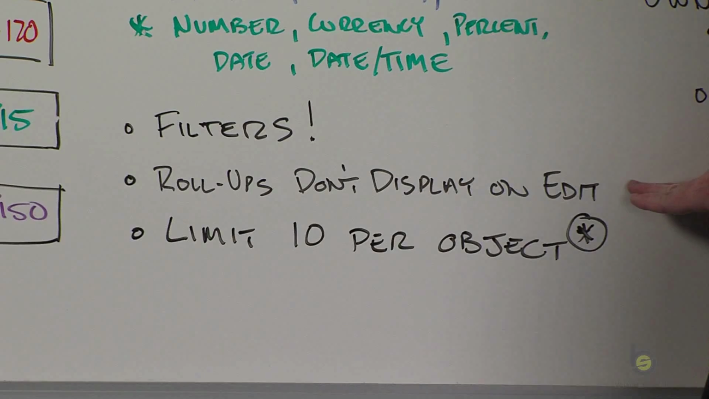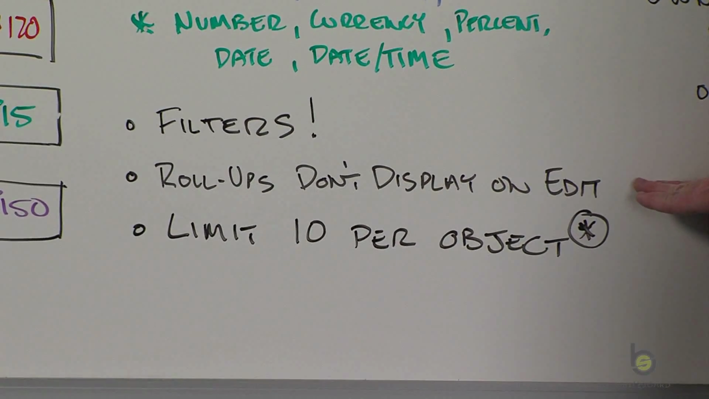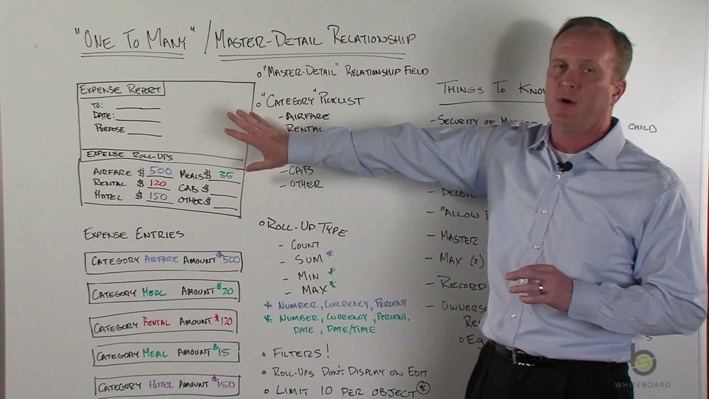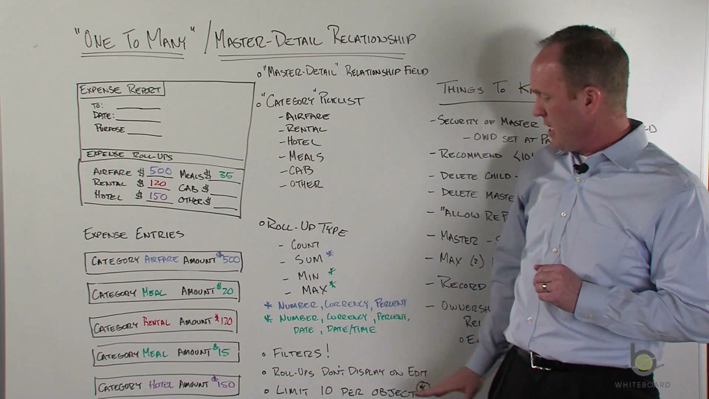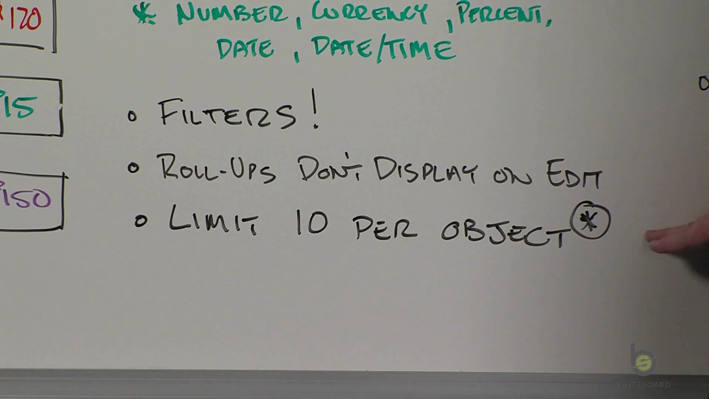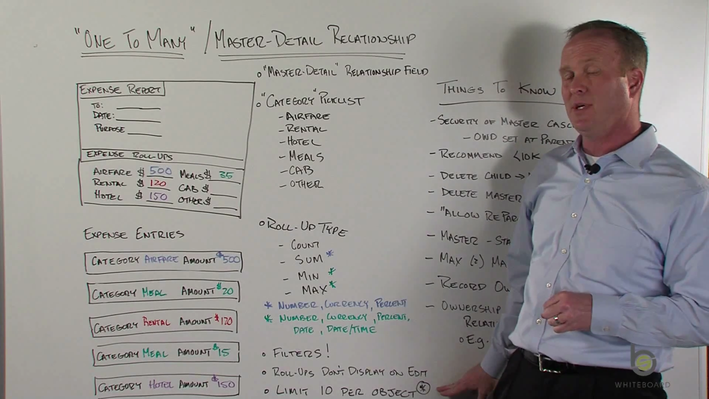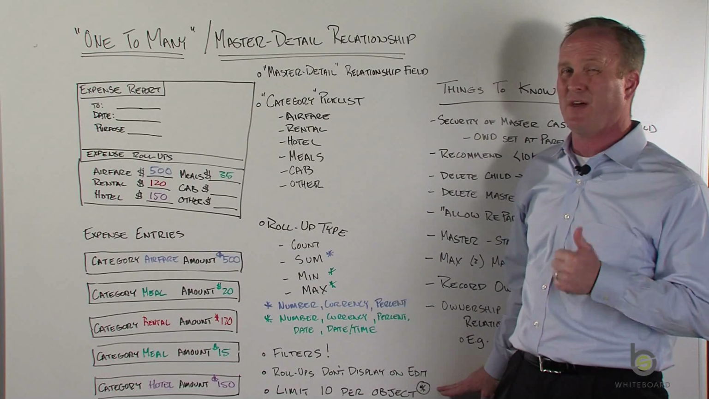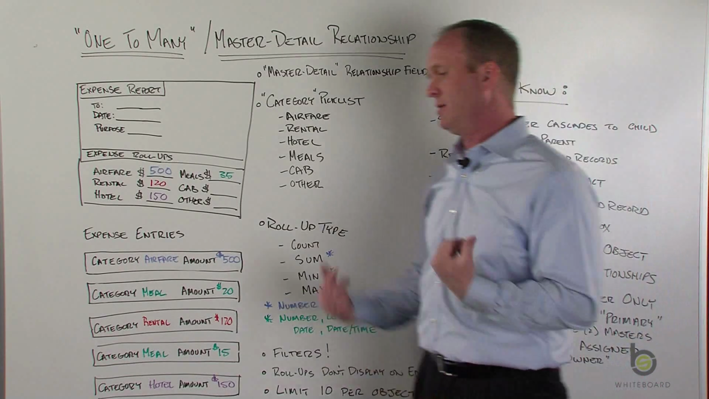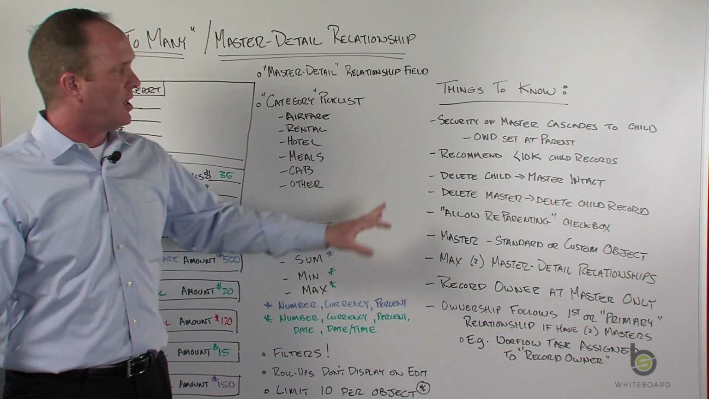Because a roll-up summary is really a formula that's calculating, when you're in edit mode on the parent, those fields are not going to be available. And then you have a limit of 10 summary fields on that object. I have an asterisk here on that limit because you can open a case with Salesforce and have that bumped, I believe, to 20.